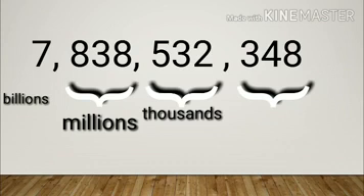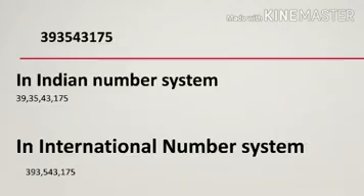We will see with an example. Here on your screen you can see a number. I put commas from the right side after 3 digits, then after 3 digits, followed by again 3 digits. Then how will we read this number? It's 7,838,532,340.